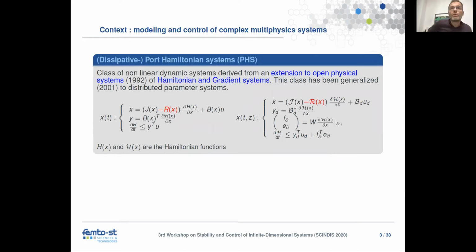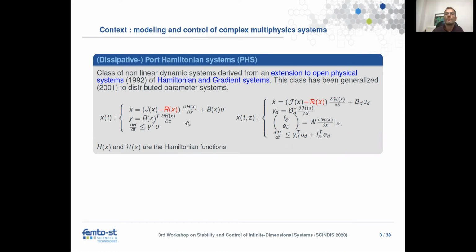So just to remind you of what we call port Hamiltonian systems, it's an extension to open physical systems of Hamiltonian and gradient systems. It means that we try to relate the energy of the system with the evolution of the state of the system. So it's not anymore just a way of writing equations by choosing as state variable the energy variables on which we can write balance equations. And the aim of this formulation is to point out a structure behind the equations and use this structure in order to get some results related to analysis of existence of solutions and control design.